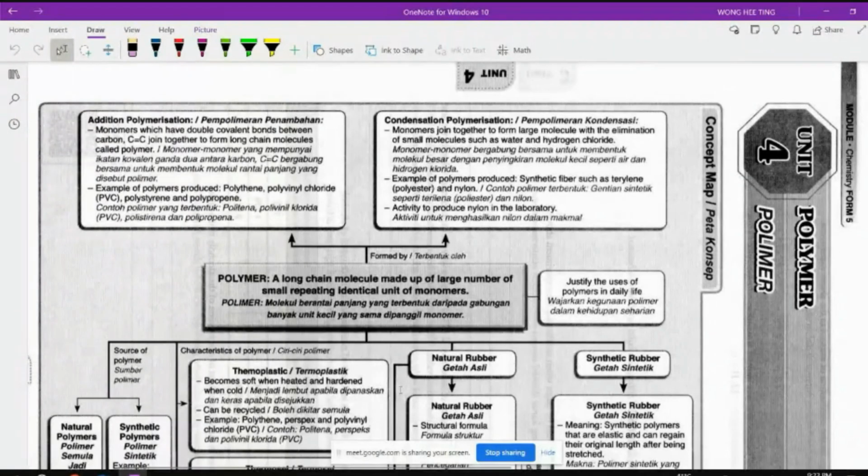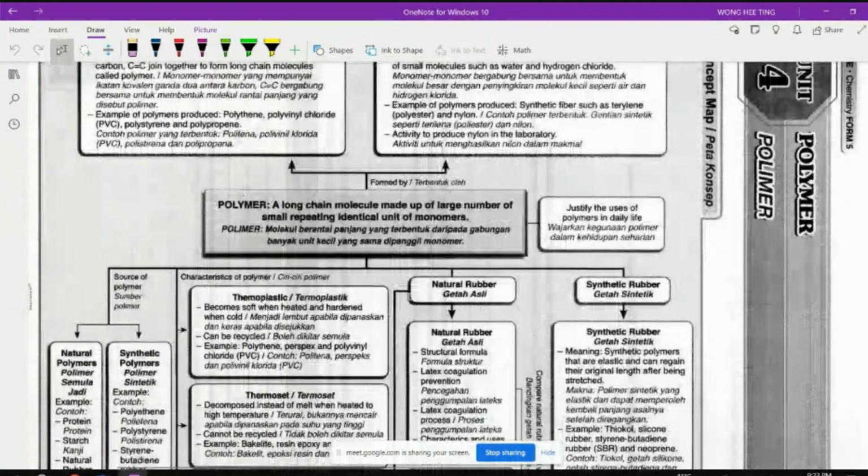Okay, chapter 4, polymers, is a new chapter. Previously, we didn't have a chapter called polymers; under this chapter, they previously put the discussion under the carbon compounds. Actually, it's not new things, they just separated it out into a new chapter like this. So, this chapter is polymers, right?